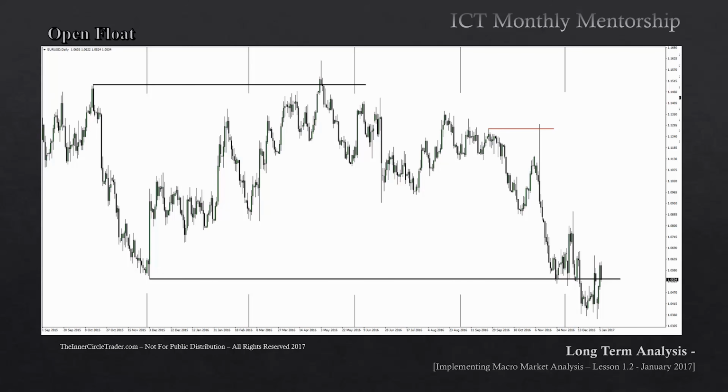This will give you what you're looking for in terms of how do I know what side of the market it's going to make the run on? Is it going to run the buy stops or is it going to run the sell stops? Think about what time frame you're looking at here. This is a daily chart.